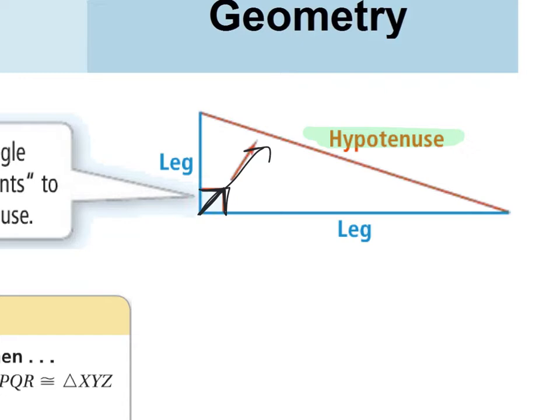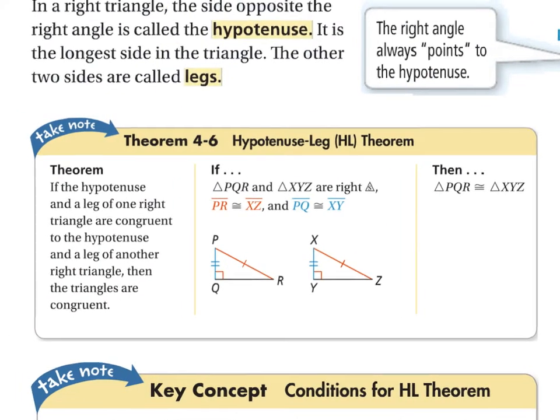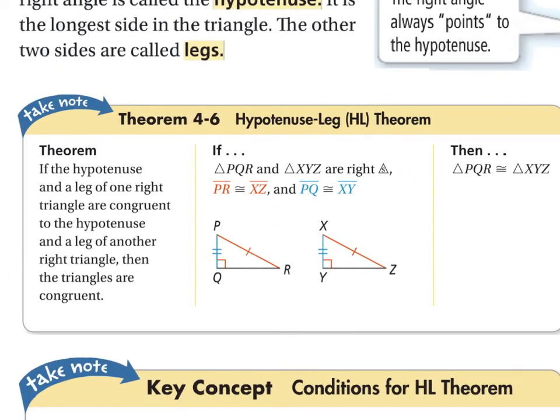It has to be the longest side. The other two are not quite as important. They're called legs. It doesn't matter which one. There's not like leg 1, leg 2. They're just called a leg. Okay. So here is the Hypotenuse-Leg Theorem. So this is a way to prove that right triangles are congruent, or triangles are congruent.